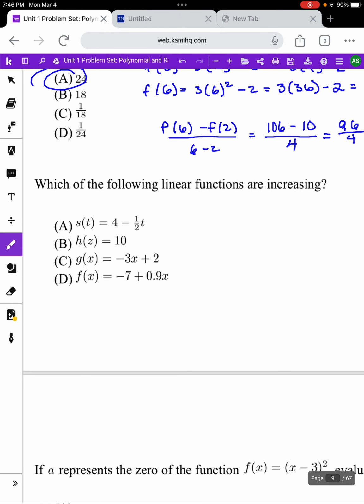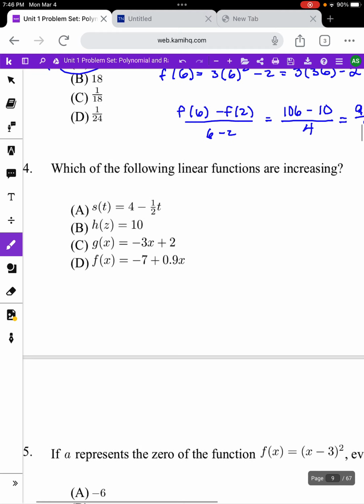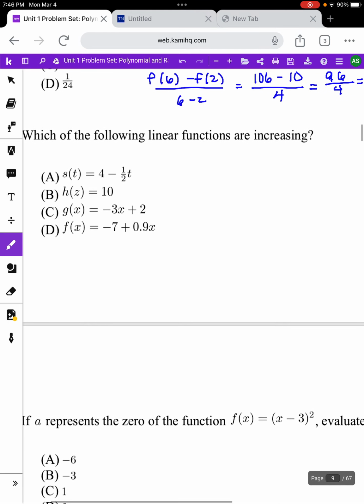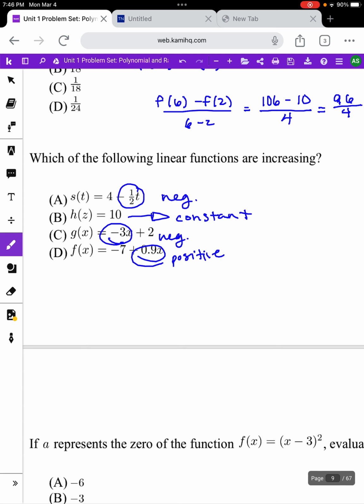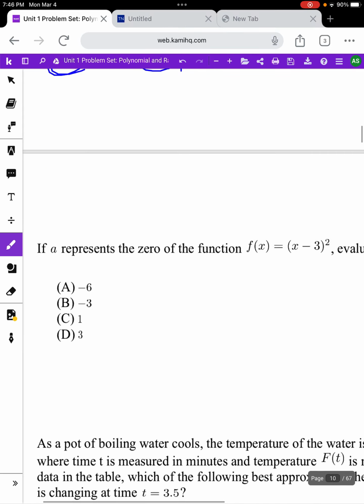Which of the following linear functions is increasing? Is increasing. So that means going up from left to right. This has a negative slope, so that's a negative slope. This has no slope, which means it's constant, so neither increasing or decreasing. That's a negative slope, and that is small, but it is a positive slope. So the only function that would be increasing would be d, because it's a positive slope.